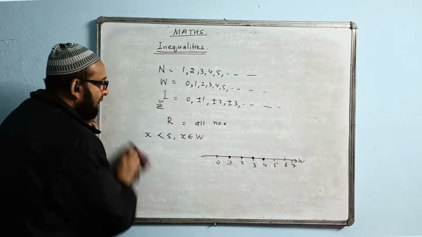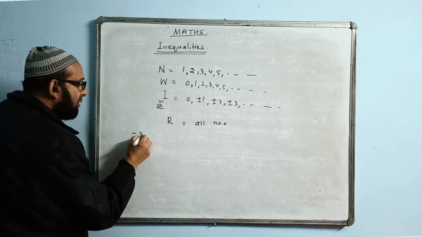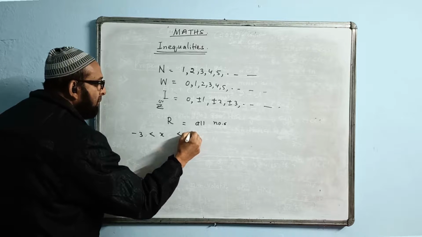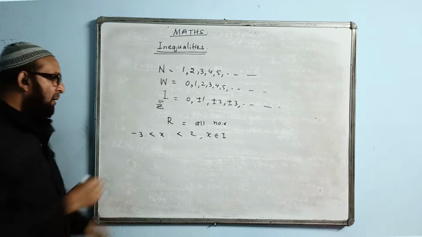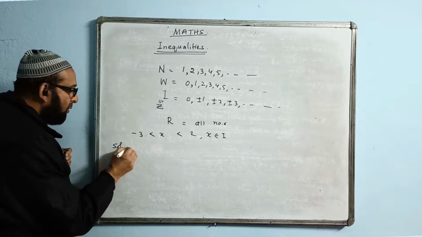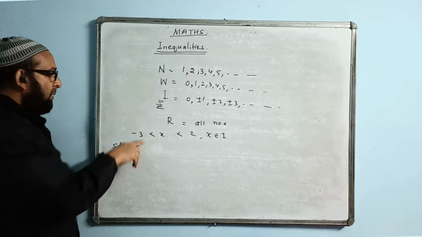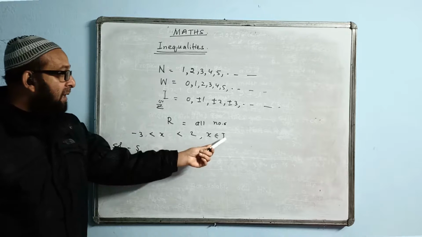Okay. Then suppose a situation comes like this: -3 < x < 2 and x belonging to I, integers. How to write the solution? What are the solutions here? The solution set will be what? x lies between -3 and 2, but x is an integer.